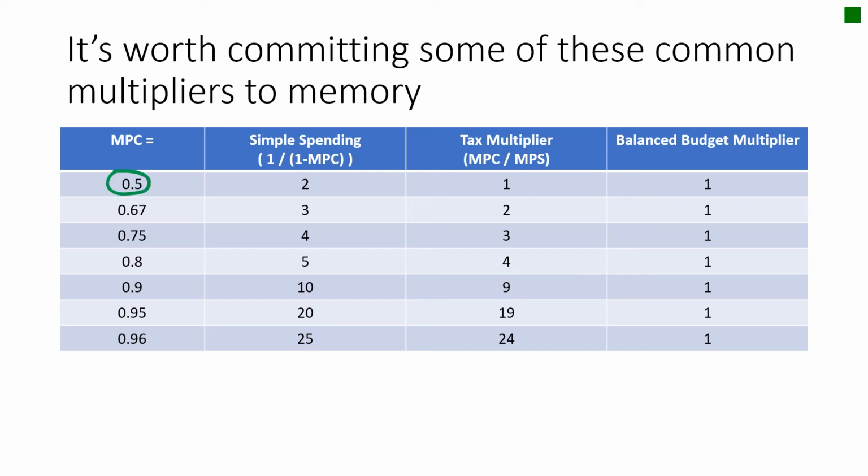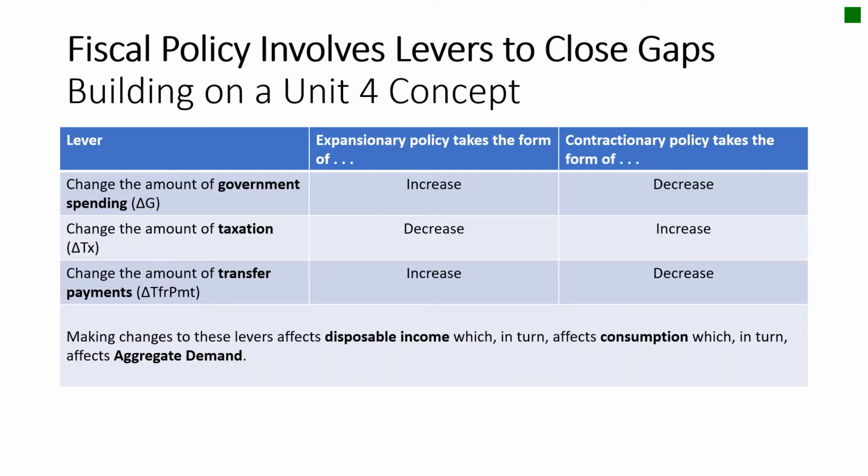So if you have an MPC of 0.5, which means for every additional dollar in your disposable income, you spend 50 cents of it, that means that that dollar would have a multiplied impact of $2 in the economy. And notice how when the MPC increases, so does your simple spending multiplier. Also notice that the tax multiplier is 1 less than the simple spending multiplier. Also notice that the balanced budget multiplier is always 1. That's important.